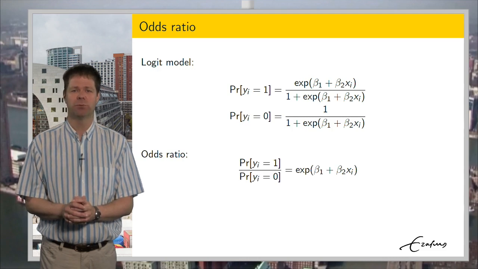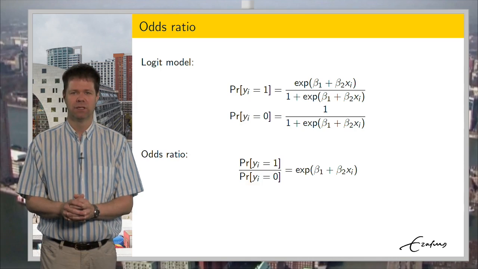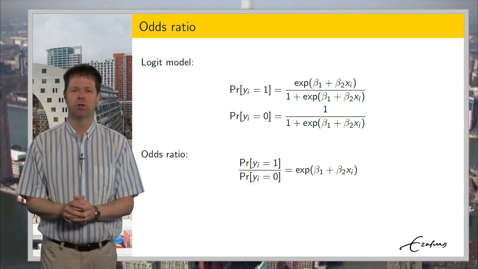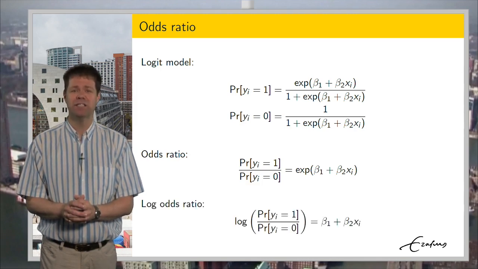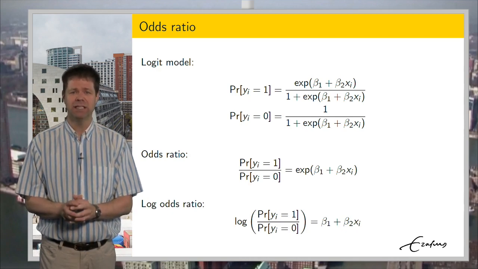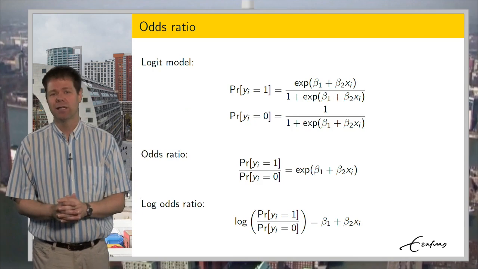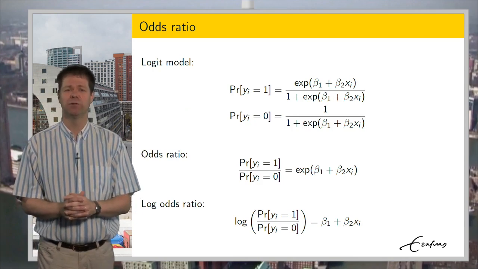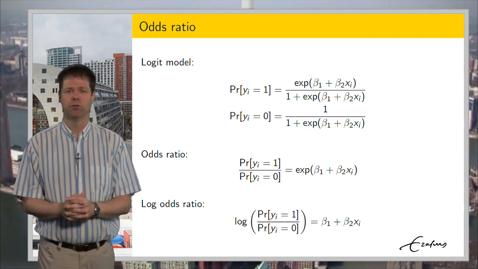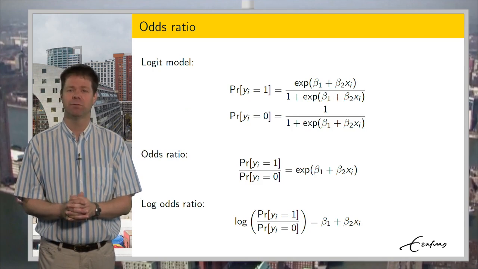The easiest way to interpret the parameters of a logit model is to consider the odds ratio, that is, the ratio of the probability that y equals 1 and the probability that y equals 0. In the odds ratio, the denominator of the logit probability cancels out, which results in a simple expression. In fact, it's even easier to consider the log odds ratio, as this is linear in x. It's easy to see that a positive beta implies that an increase in x leads to an increase in the log odds ratio. This also implies an increase in the odds ratio itself.